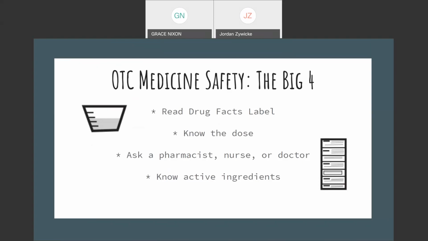Third, if you have any questions, you can ask a pharmacist, a nurse, your doctor, or a parent or trusted adult. Do not ever guess on how much medicine you should take. And finally, know the active ingredients in that medicine. Again, that's going to be at the very top of the drug facts label, and it's important to know what the medicine is and what it is used for so that you make sure you take it correctly.